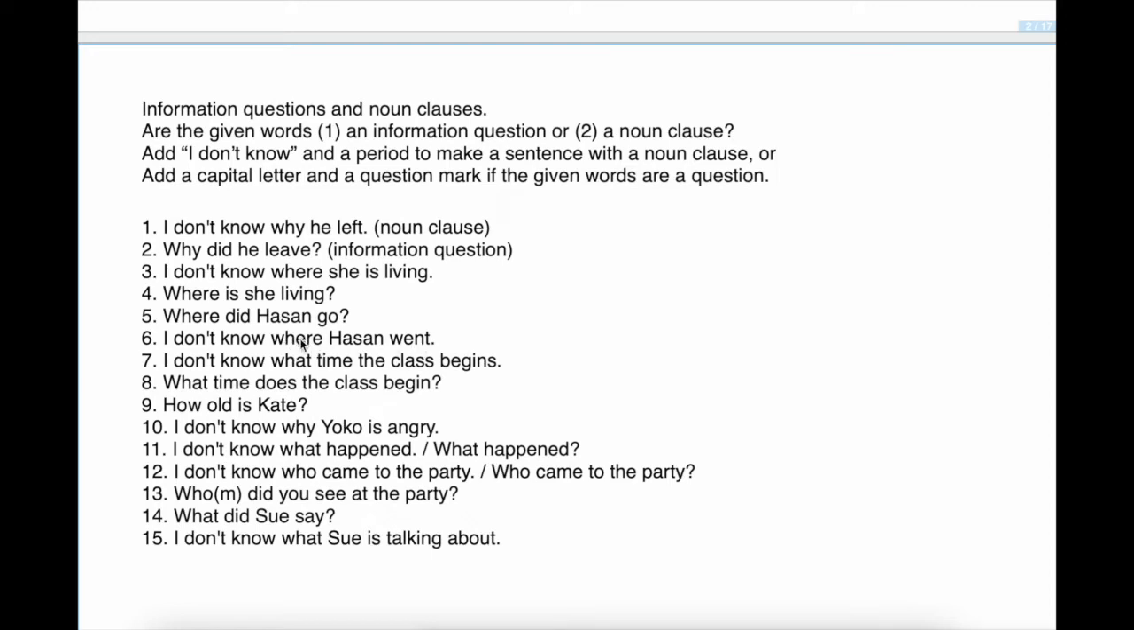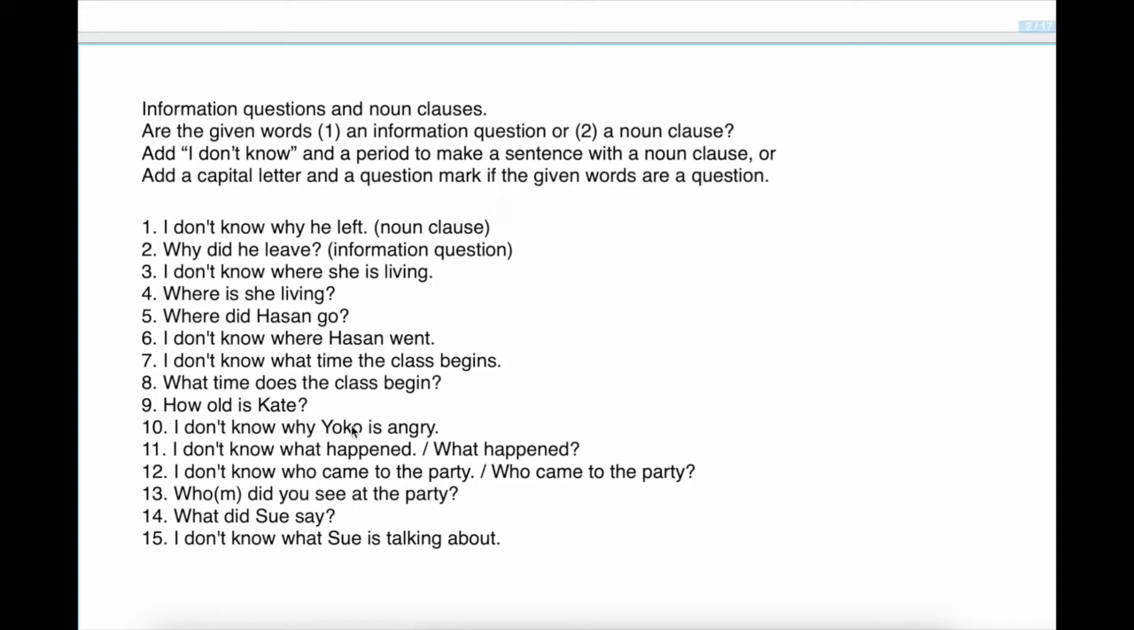See, we see here the where, but this is not question. This is noun clause. I don't know what time the class begins. Same. Noun clause, and period. But here, capital and question mark. What time does the class begin? This is the question, because the class is the subject and this is the helping verb. So capital and question mark. How old is Kate? This is also information question. So capital letter and question mark.